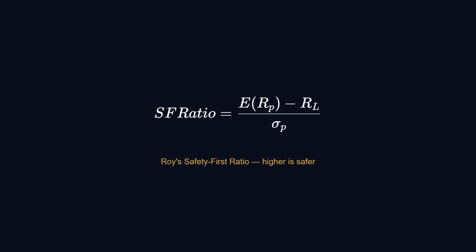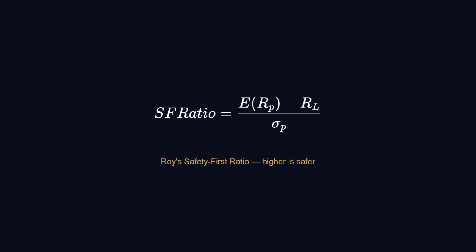The SF ratio equals the expected return of the portfolio minus the threshold return, divided by the standard deviation of the portfolio. E(R_P) minus R_L, divided by sigma_P. R_L is the threshold, the minimum return you need. Maybe you need at least 5% to meet pension obligations or loan payments.